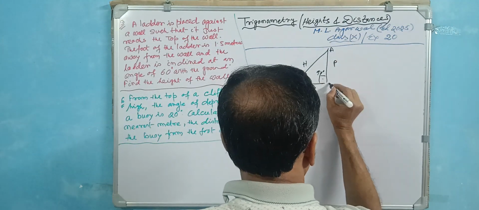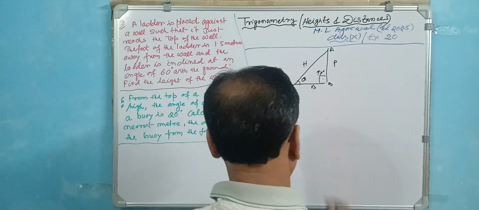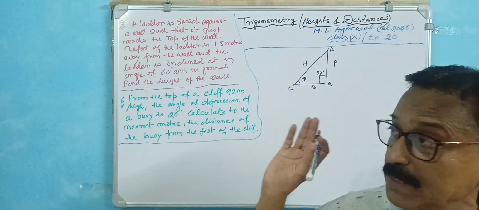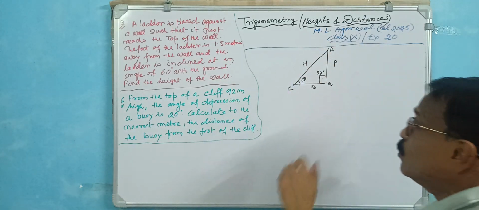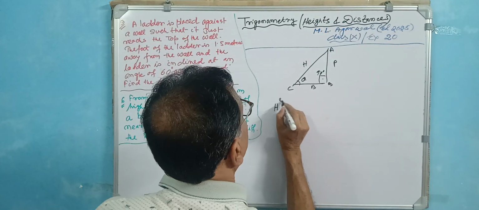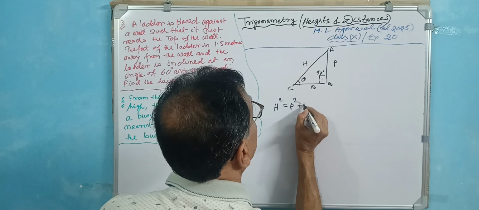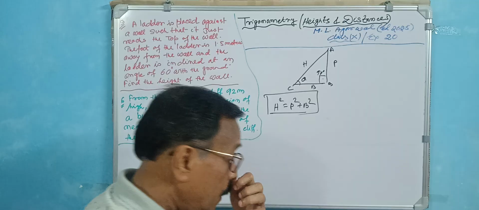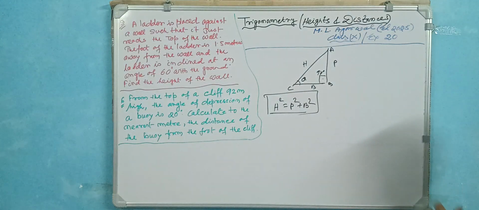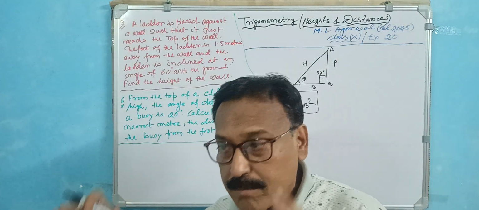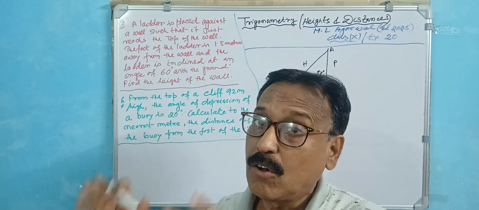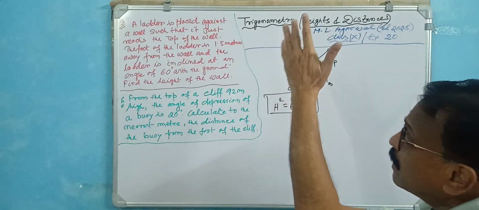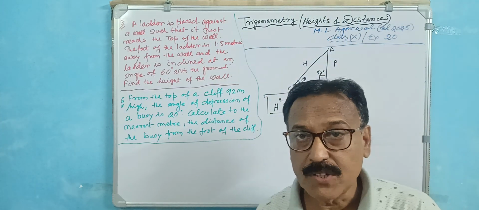Suppose ABC is a right angle triangle. In application of the Pythagoras theorem, you calculate the hypotenuse squared. You know the Pythagoras theorem: hypotenuse squared is equal to perpendicular squared plus base squared. This is a very important formula. On the basis of the right angle triangle, all the height and distance sums are related, all the calculation is based on it.